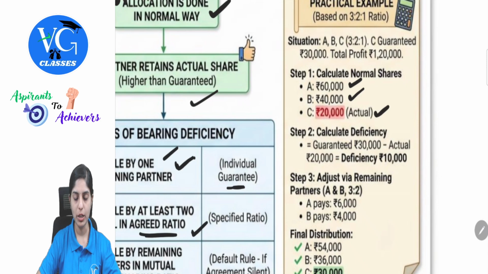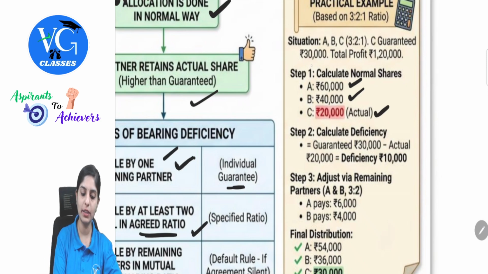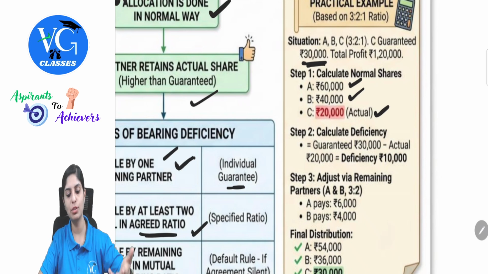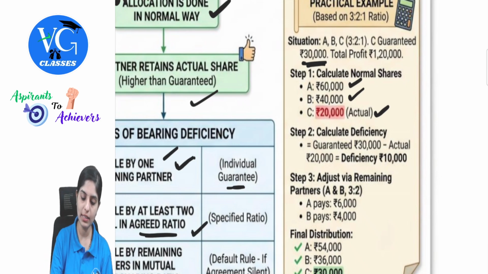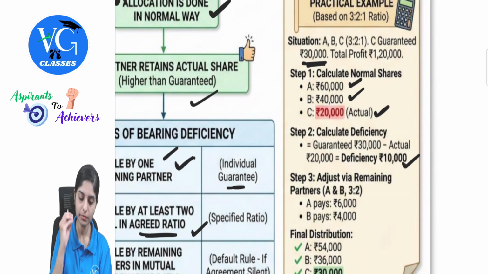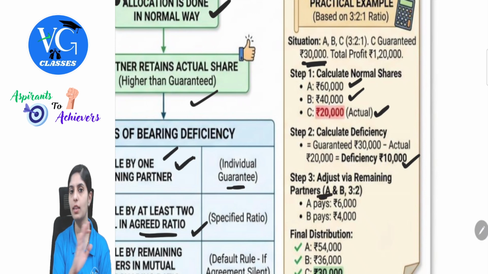If you go back to the question, C was guaranteed 30,000 as the profit. But C, as per the distribution, is just getting 20,000. What is the deficiency? 10,000. Now, this 10,000 can be borne depending upon how the guarantee is described in the question. So in this case, the remaining partners are bearing it. There is nothing mentioned, there's no agreed ratio. So we will go with whatever their profit sharing proportion was.